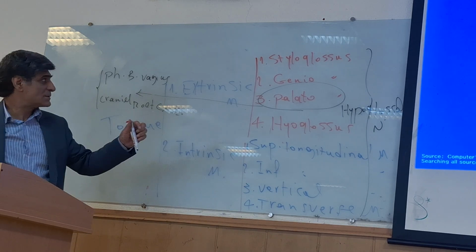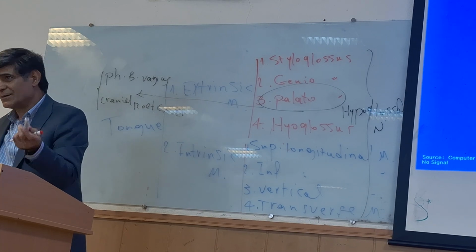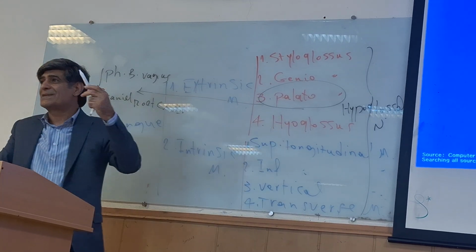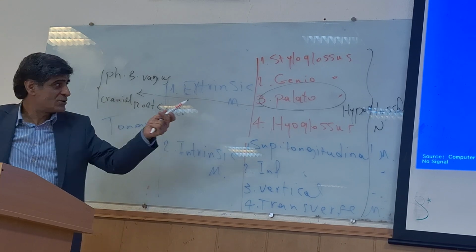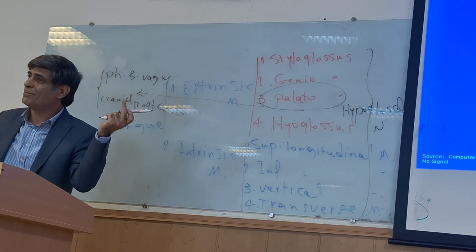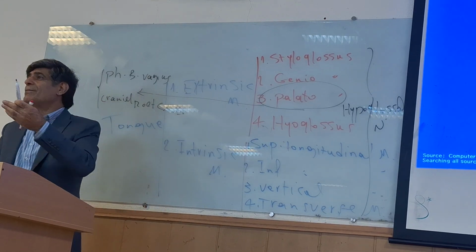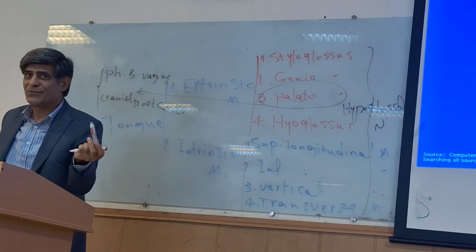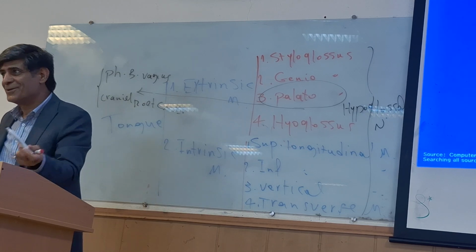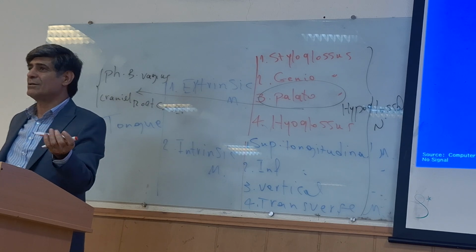Styloglossus, origin from the styloid process, insertion into the tongue. Genioglossus, origin from the superior mental spine, insertion into the tongue. Palatoglossus, origin from the palatine aponeurosis, insertion into the tongue. Hyoglossus, origin from the hyoid bone, insertion into the tongue. Superior longitudinal, inferior, transverse, and vertical have origin and insertion in the tongue.